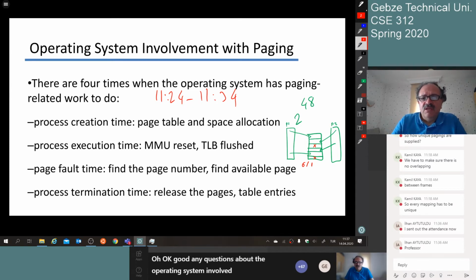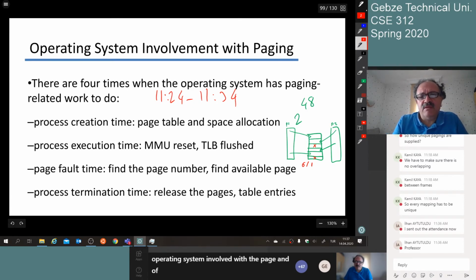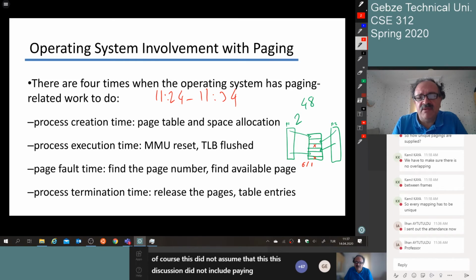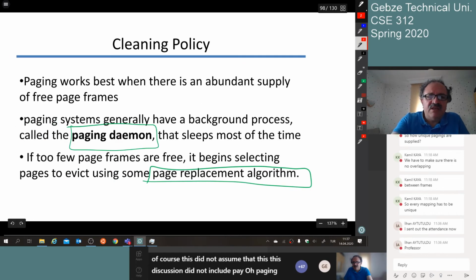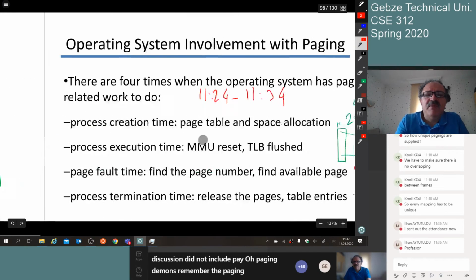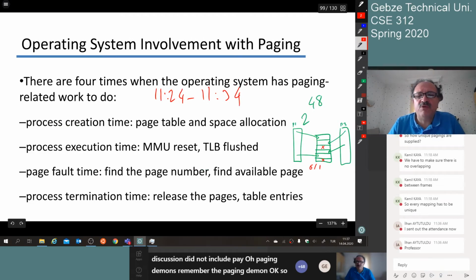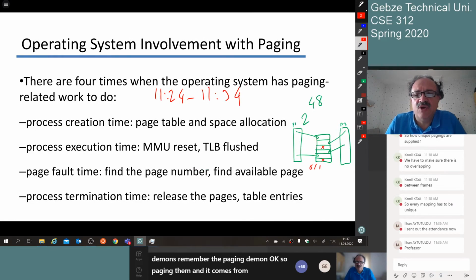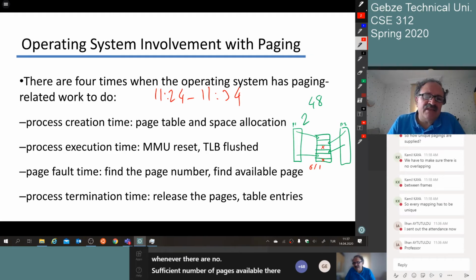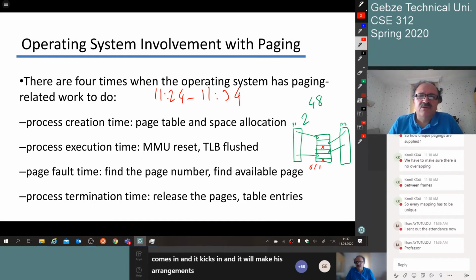Of course, this discussion did not include paging daemons. Remember the paging daemon? The paging daemon comes from time to time whenever there are not a sufficient number of pages available. It kicks in and makes these arrangements. We didn't talk about it.